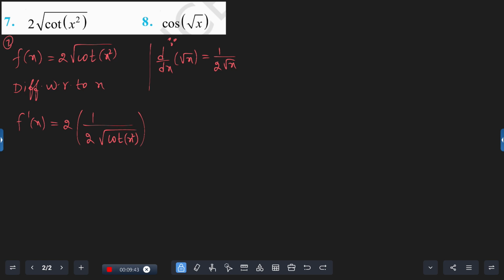But inside the root what we have, that also we have to differentiate now. So what is the derivative of cot? Derivative of cot x is equal to minus cosecant square x. So when I differentiate cot, first of all, minus cosecant square x. Here x, but in the question we have x square. So cosecant square x square you will get.